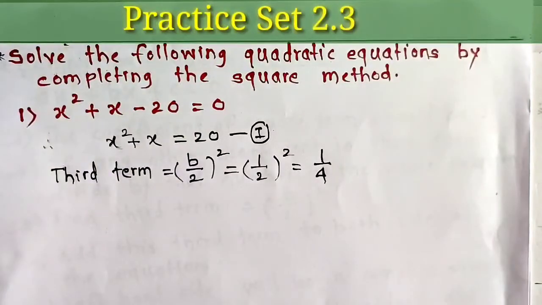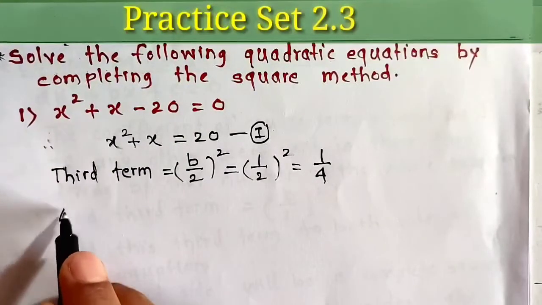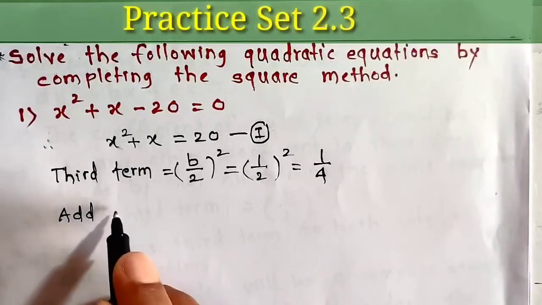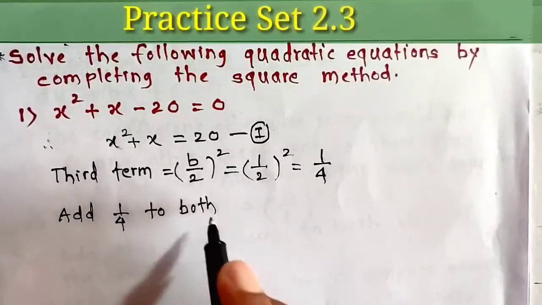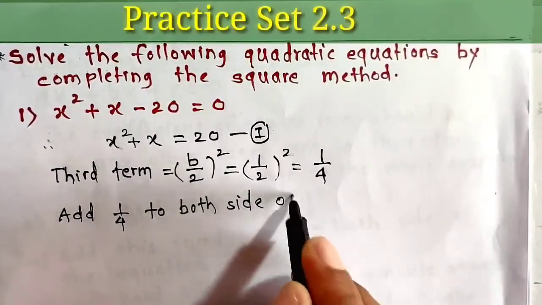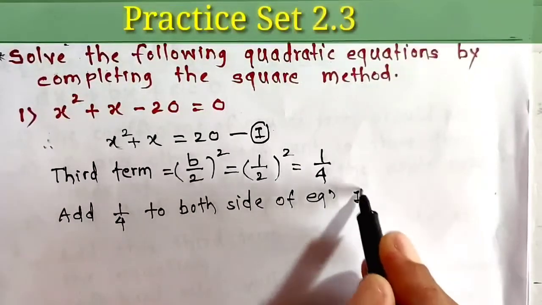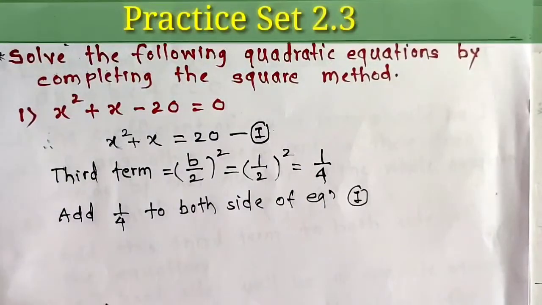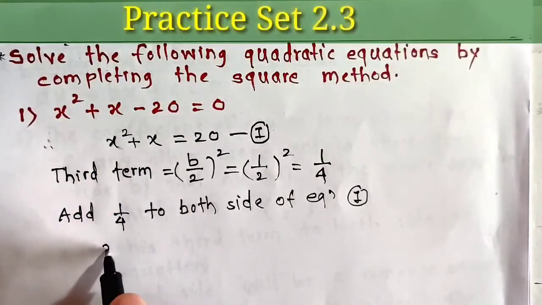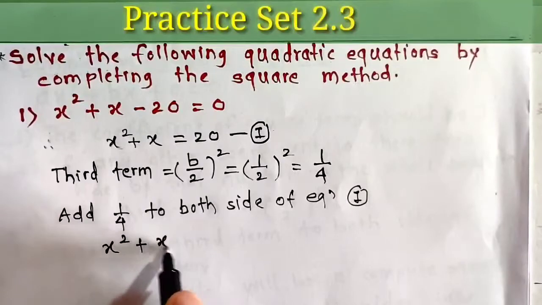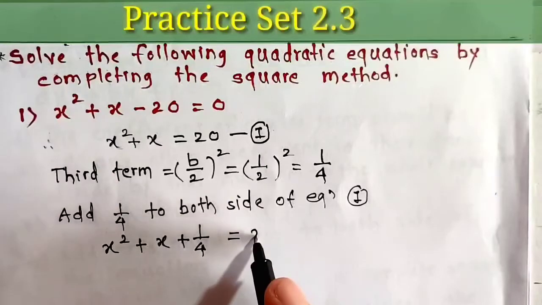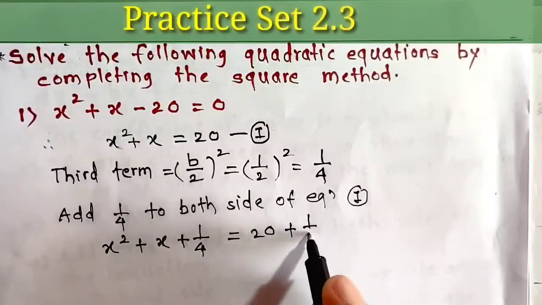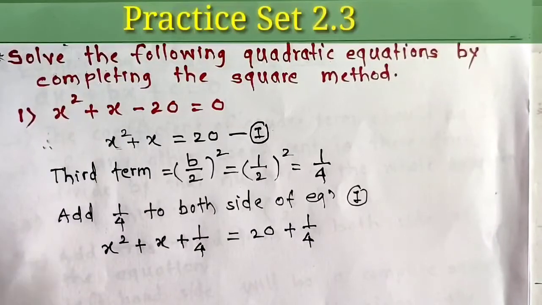Now what is our next step? Add this third term to both sides of equation 1. Add 1 upon 4 to both sides of equation 1. So the left hand side is x square plus x plus 1 upon 4, is equal to the right hand side, 20 plus 1 upon 4.